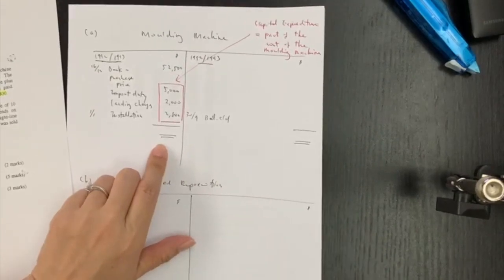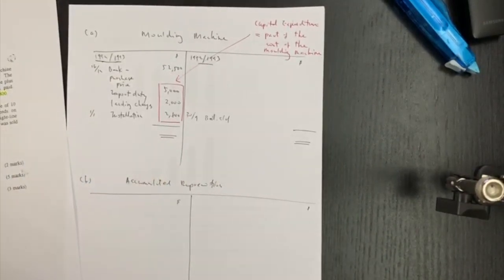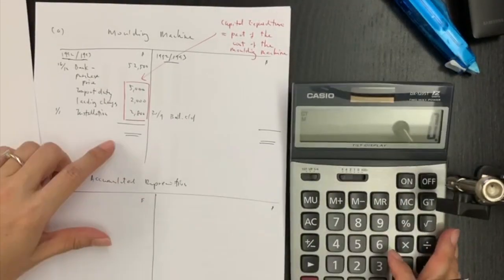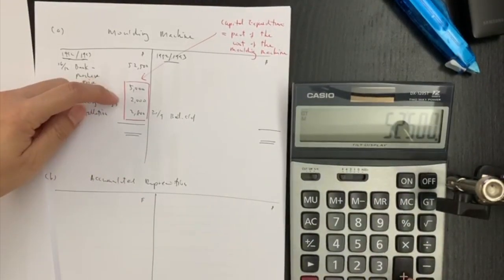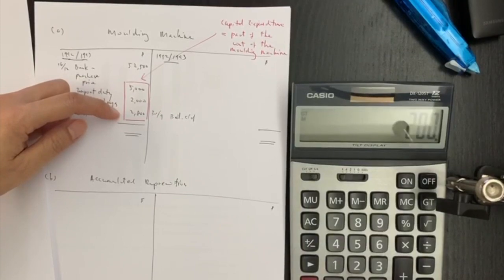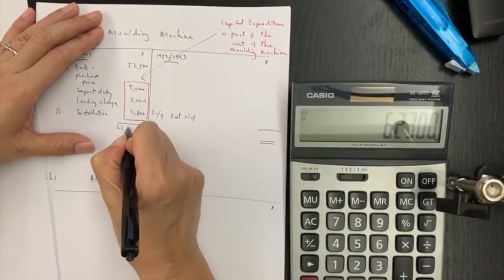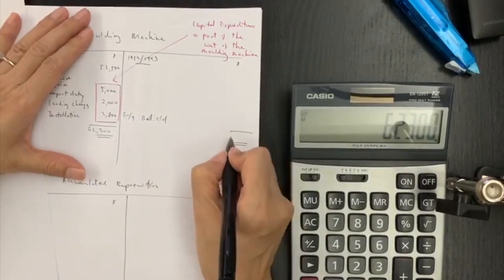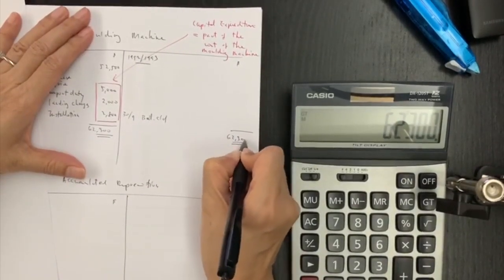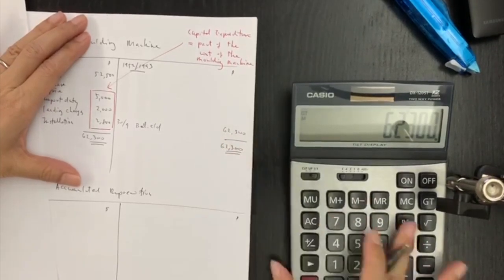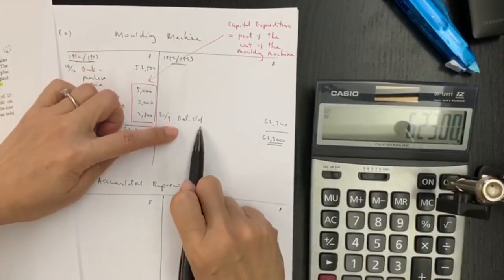So how much will be the total cost of the molding machine as a kind of non-current asset? That will be 52,500 plus the other costs, making 62,300. Okay, so this is the closing balance.